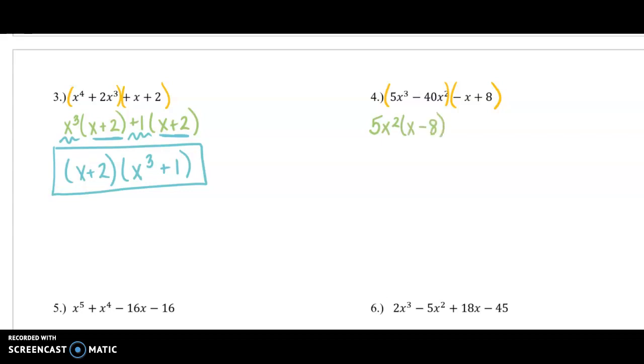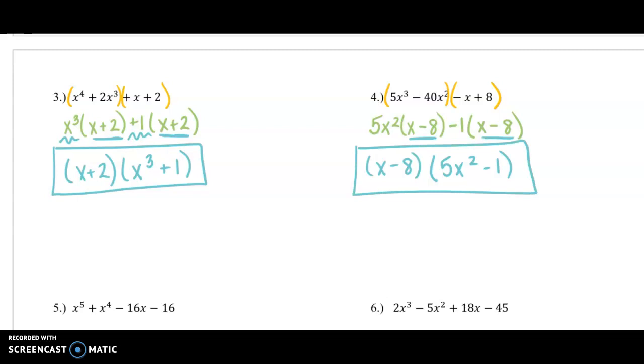In the next set of parentheses, I have negative x plus 8. That is not the same as x minus 8. But if I factor out a negative 1, that would make this positive x and would make the 8 negative. Now I would end up with the same thing in both sets of parentheses, which is good because now I can factor that out. So I would factor out x minus 8, and I would be left with 5x squared minus 1. When you go to look to see if you can factor anything further, 1 is a perfect square, x squared is a perfect square, but since 5 is not, that is not a difference of squares problem. So that would actually be my final answer.